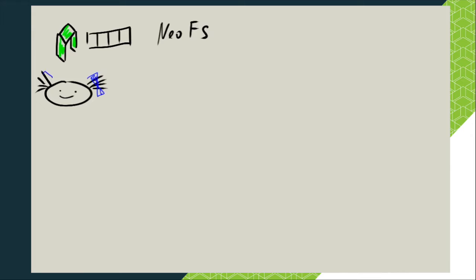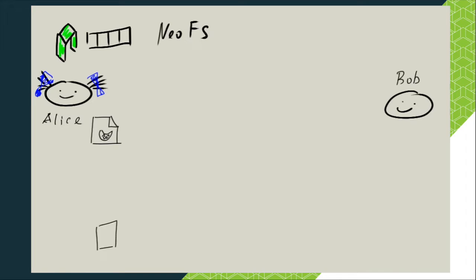This is Alice. She has a picture of a hilarious cat that she wants to store in NeoFS. This is Bob. He owns a few NeoFS storage nodes. He wants to get a reward for storing and distributing other users' data.